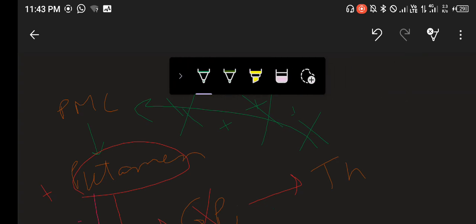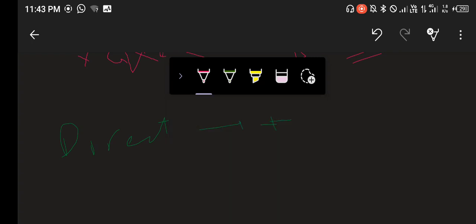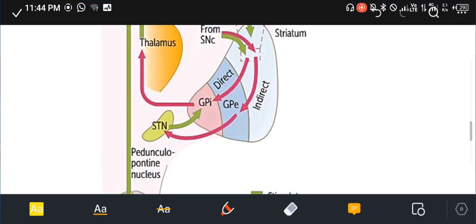So if I give you the summary of everything that we have just talked about till now, direct pathway enhances the action, and indirect pathway decreases the action. So you must remember these 2 points normally when they are not stimulated or affected by substantia nigra in any way, right? So now let's come to this thing, the direct pathway.